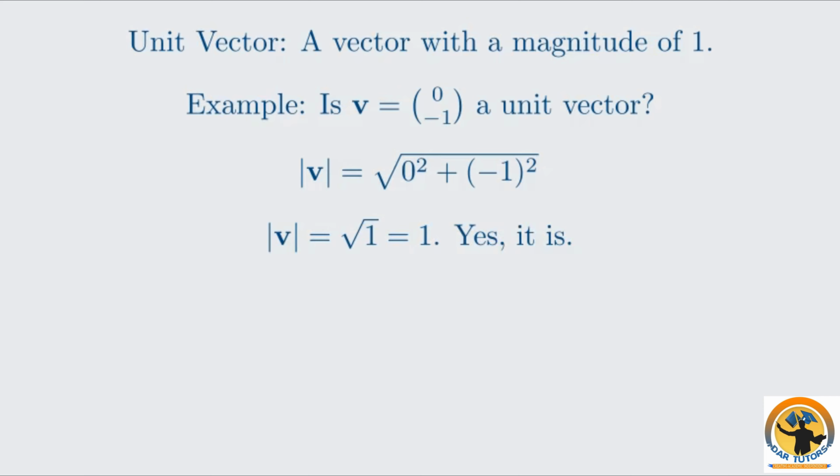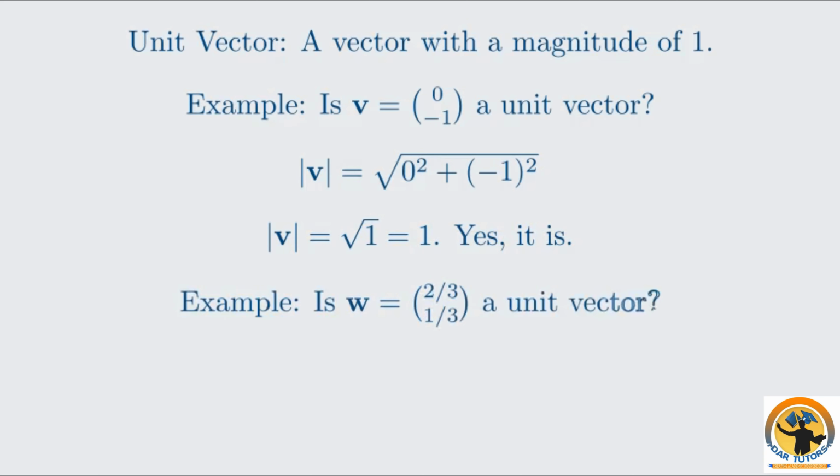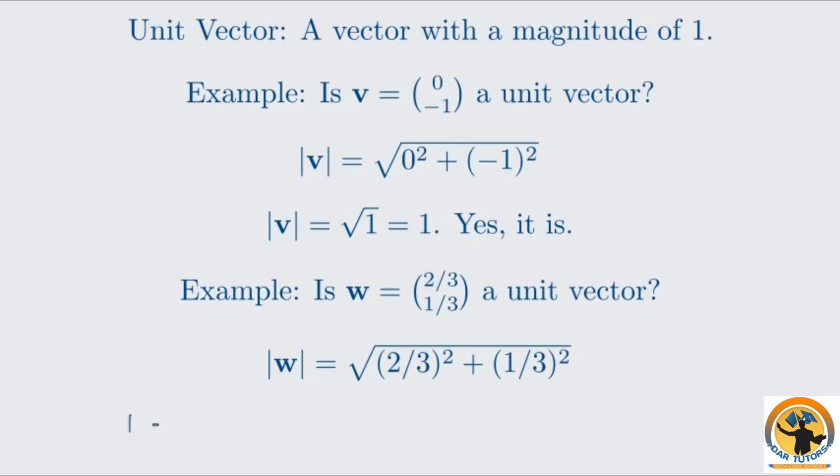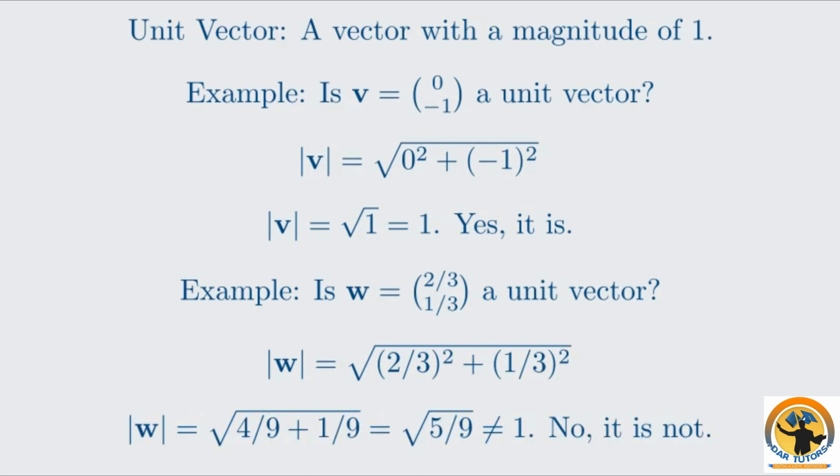Now, let's try another one. Consider the vector w equals the column vector 2/3, 1/3. Is w a unit vector? The magnitude of w is the square root of 2/3 squared plus 1/3 squared. This is the square root of 4/9 plus 1/9, which is the square root of 5/9. This is not equal to 1, so w is not a unit vector. This process of checking the magnitude is the standard way to determine if a vector is a unit vector.